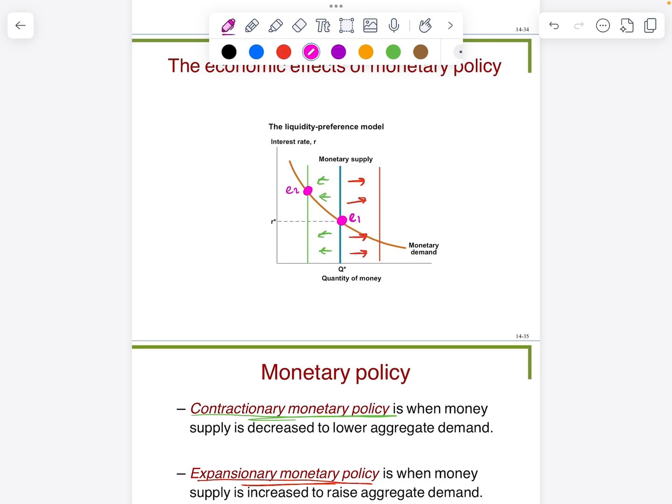So this time the intersection is going to be over here. So we'll call this point E3, and it again aligns with different points on the graph. So you can see that the interest rate from the original is going to fall, and the quantity of money demanded is going to increase.